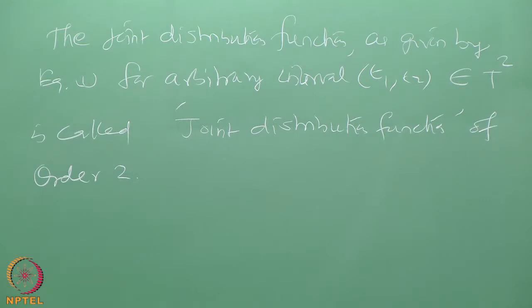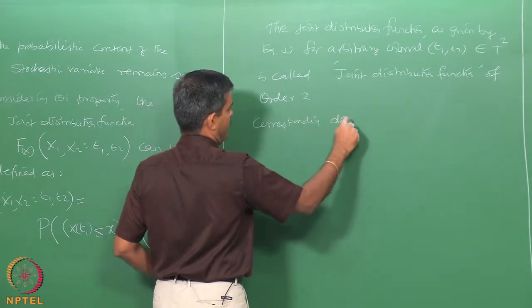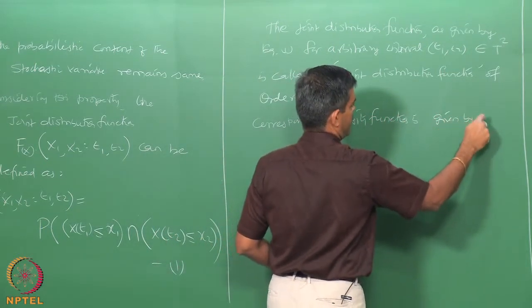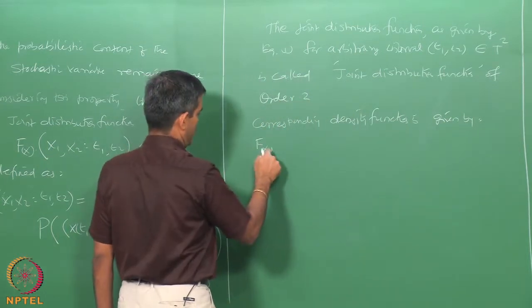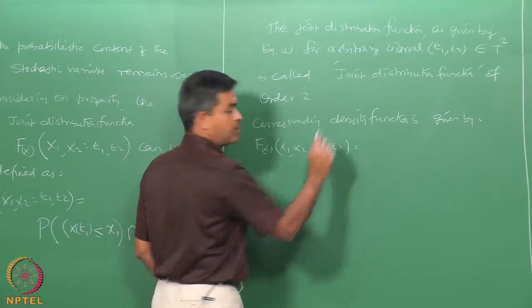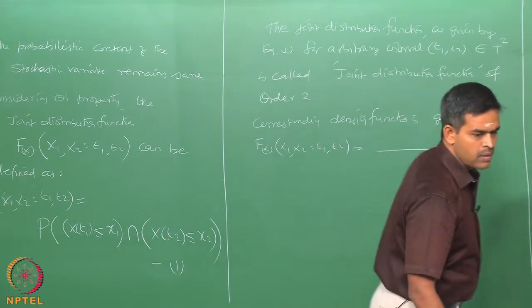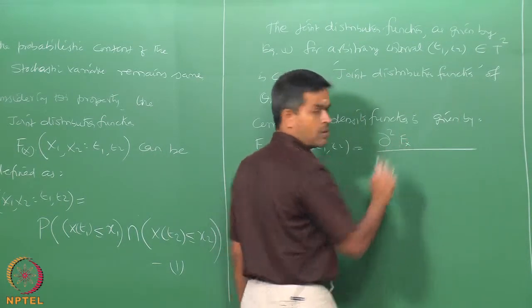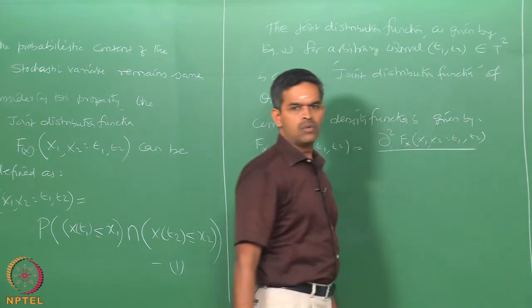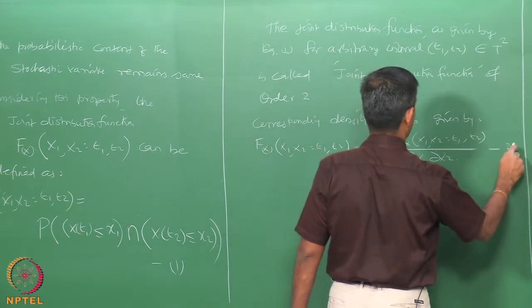The corresponding joint density function is given by, let us say, f_X(x1, x2; t1, t2) is going to be ∂²F_X(x1, x2; t1, t2) by ∂x1 ∂x2. Let me call this equation number 2.